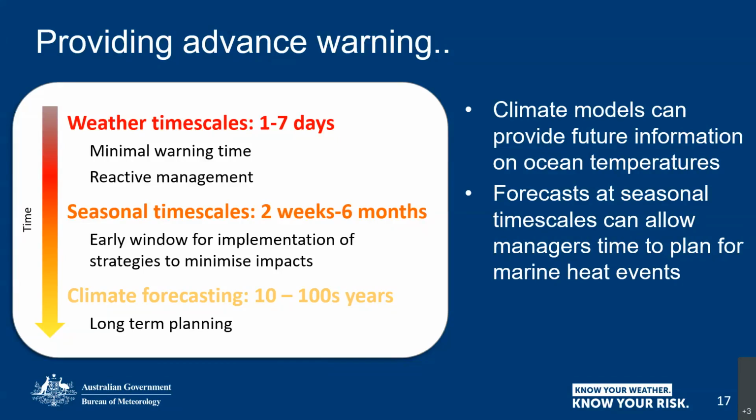So that's quite minimal warning time for managers or stakeholders to react to an event that's been forecast in the next couple of days. At the long term, we're talking climate forecast, climate projections, tens to hundreds of years. So that's for long-term planning. For that in-between window of, say, 2 weeks to 6 months, having information about what ocean temperatures are going to be doing in that timescale provides an early window where managers, stakeholders and industry partners can actually implement strategies to minimise the impacts of these heat events.